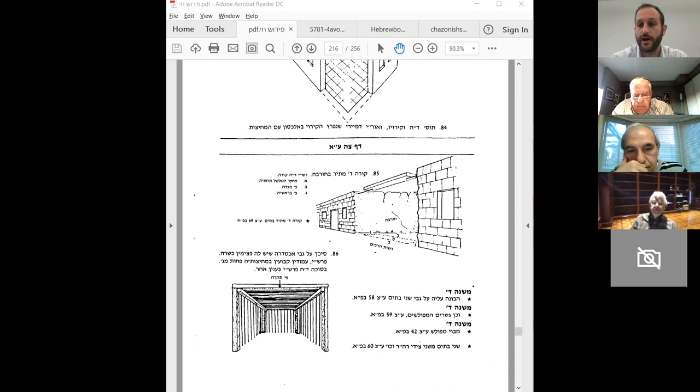So now we've got a Braita to support this. Amar Rabbi Yossi, Kishem Shasur Lati Lavo, Kachasur Lato Shabbat. Rabbi Yossi is quoted in a Braita that he says the exact same thing, that just like it's no good now because the walls fell down, therefore it's no good for moving forward either.